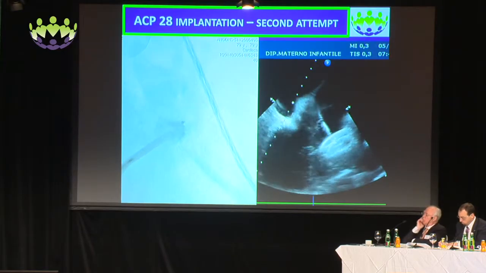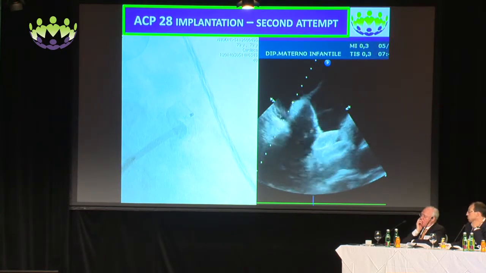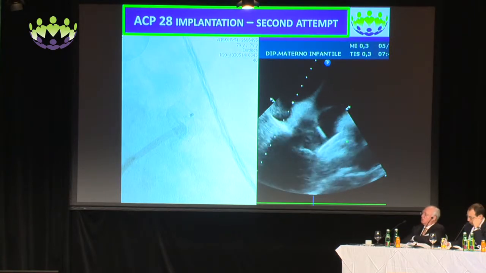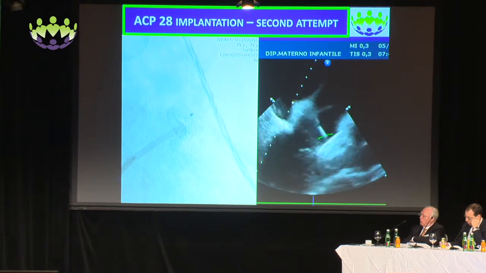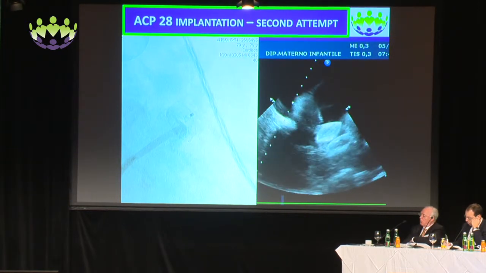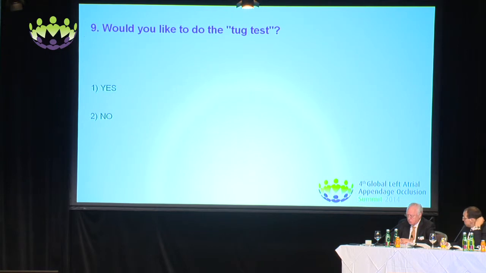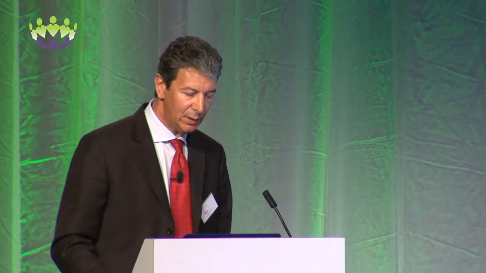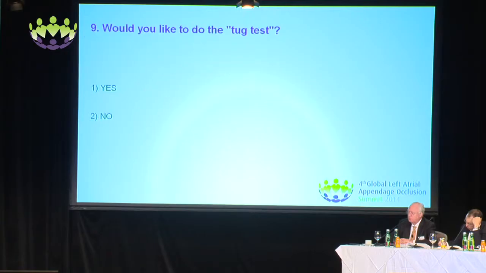We performed a second attempt with the same device, 28. We changed just a little bit the position of the catheter and the position of the device and the echo view during the opening of the device. But can we switch to the question? Would you like the tug test, yes or no? Do we need to verify the stability of the device or not? Yes.